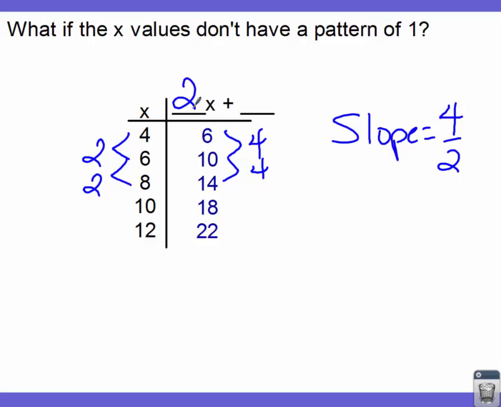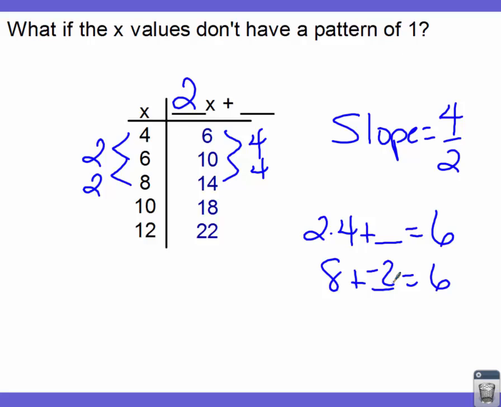Okay, so now we take one of our values. Let's just take the 4. So 2 times 4 plus what is going to give me, our answer is supposed to be 6. So that's going to be 8 plus what equals 6? Well, 8 plus -2 will give us 6. So that is a -2.